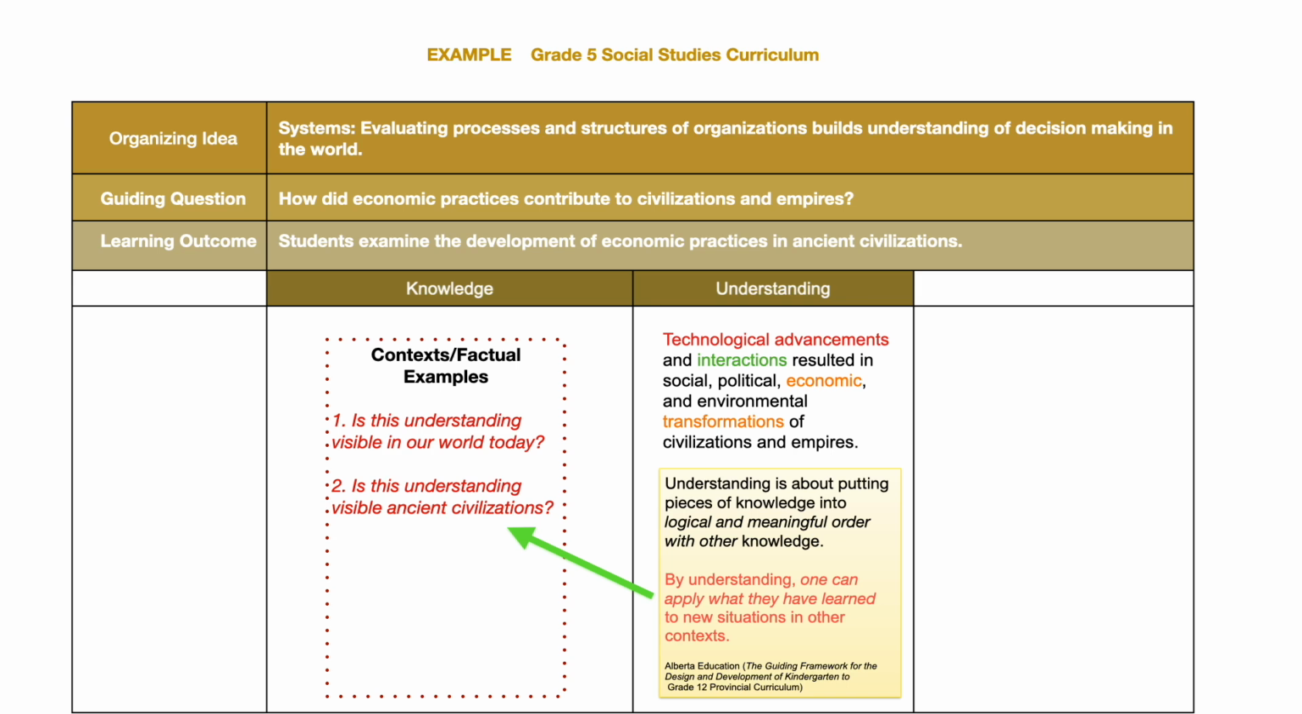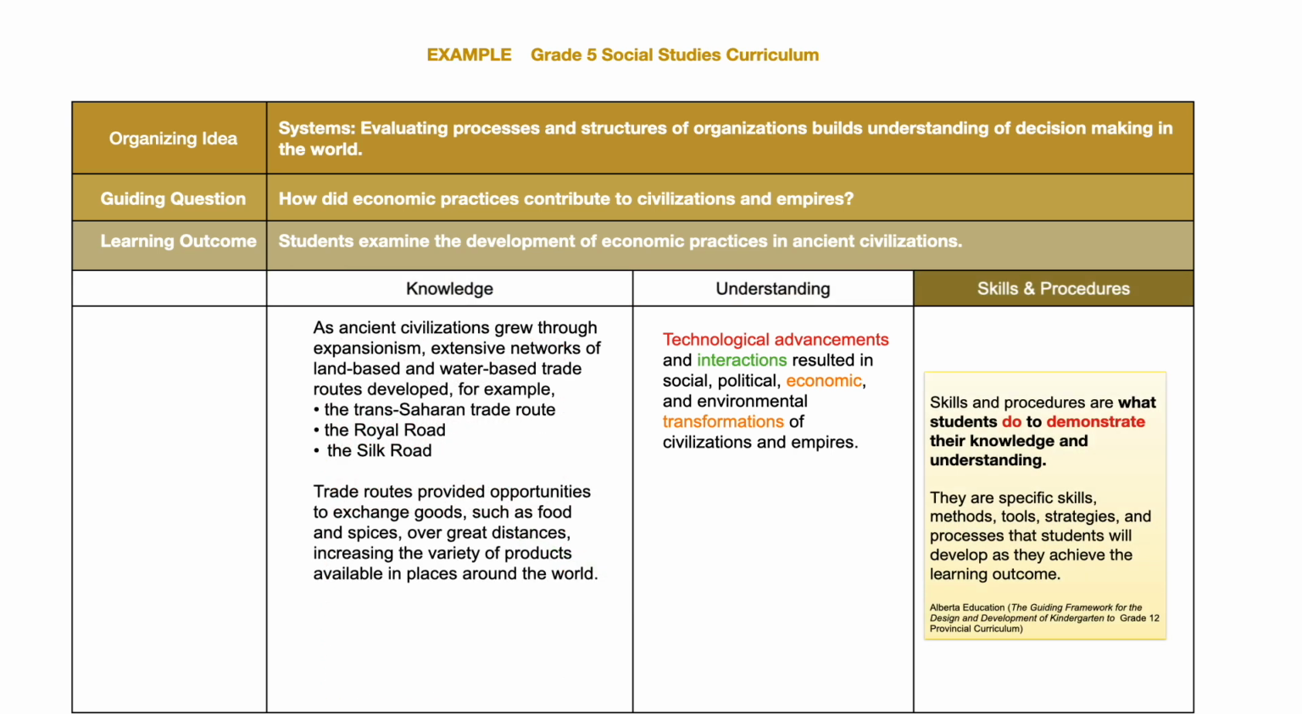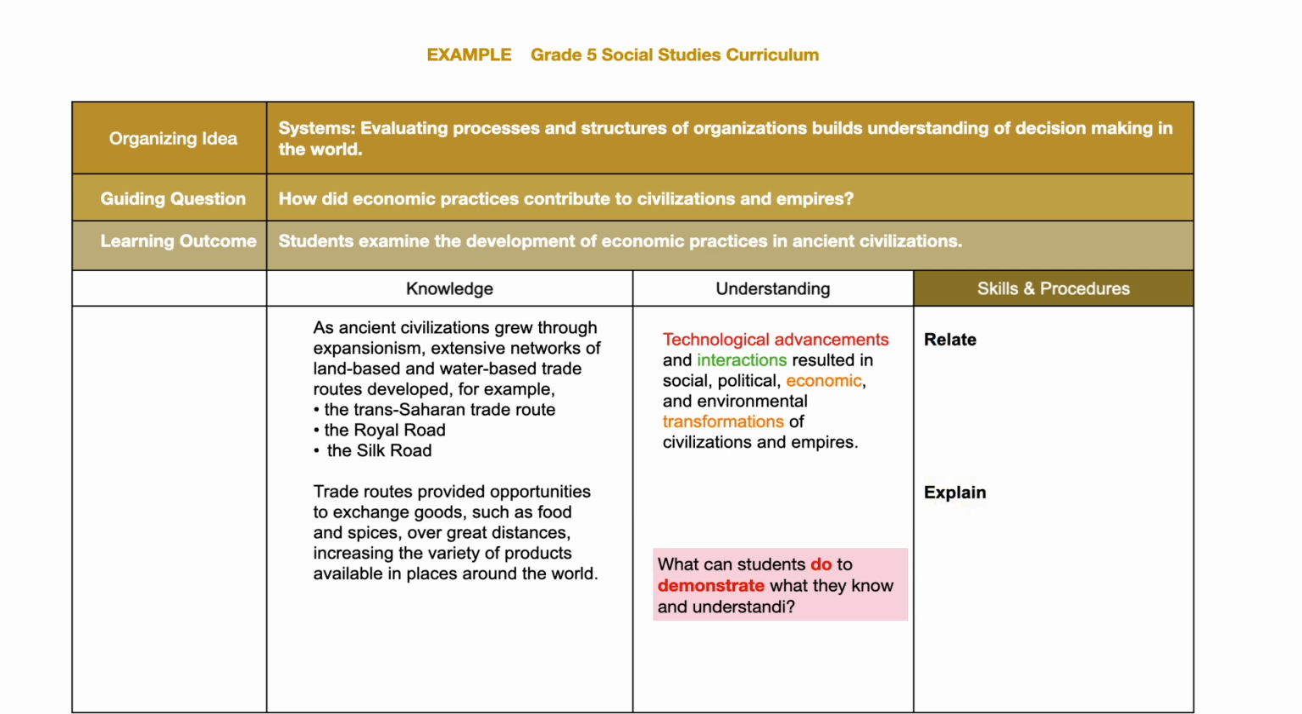Let's change our focus to the skills and procedures column. Skills and procedures are what students do to demonstrate their knowledge and understanding. They are specific skills, methods, tools, strategies, and processes that students will develop as they achieve the learning outcome. If our focus is the understanding, what can students do to demonstrate that they understand that technological advancements and interactions resulted in social, political, economic, and environmental transformations of civilizations and empires?